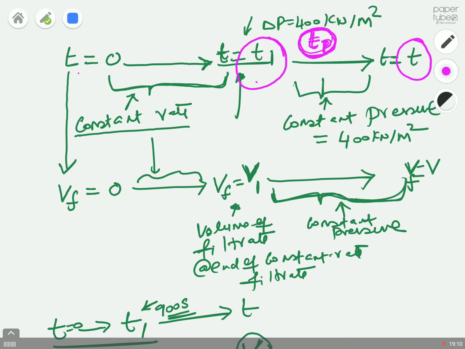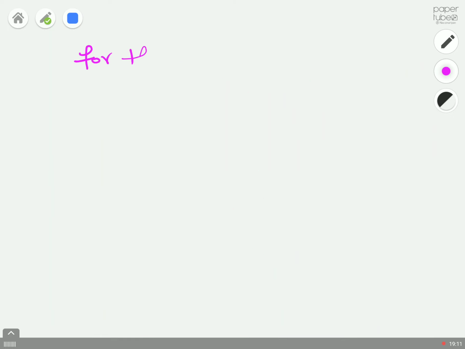For the constant rate filtration, we are operating the filtration unit at constant rate only during the early stage of your filtration process. That's roughly around 900 seconds. So for the constant rate filtration, just write the theory which you know.